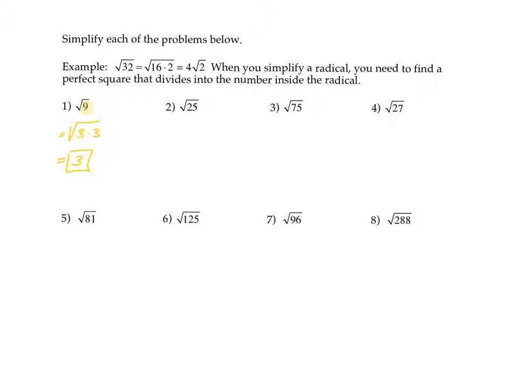For example, number 2, we have the square root of 25, which is just 5. And you can use your calculator to help you out with this as well, and I'll be showing you how to do that in class. Jump down to number 5. The square root of 81 is just 9, because 9 times 9 gives us 81. Now with the rest of these, you have a little bit of work to do.